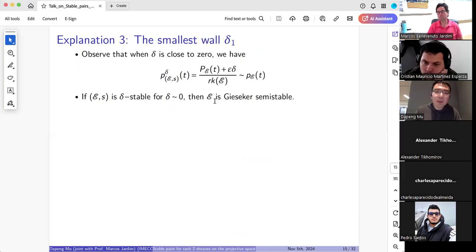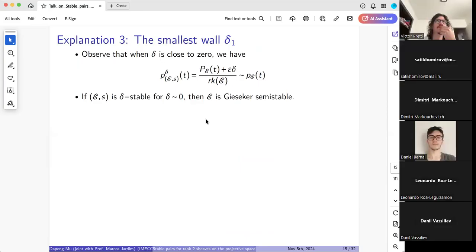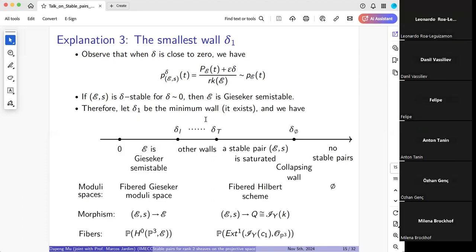This implies that when delta is very small, we can prove a delta stable pair has a Gieseker semistable underlying sheaf. Therefore, we define delta 1 to be the minimum wall, the first one that is larger than 0, and this exists. Up to this point, I can complete the description of our first main result.